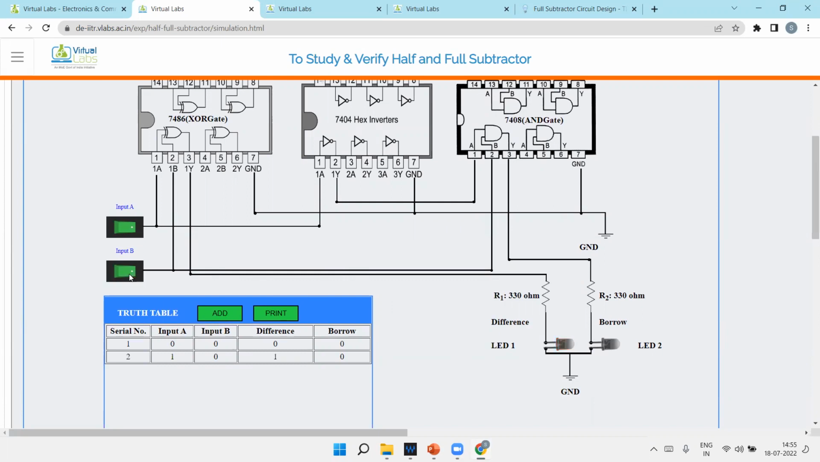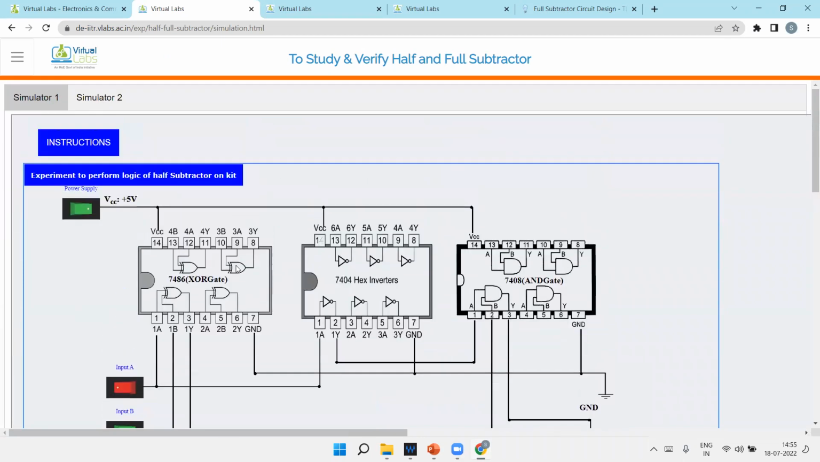If both inputs are 1, then 1 minus 1 is 0, the difference is 0 and the borrow is 0, so both LEDs are off. Now if the A input is 0 and B is 1, then 0 minus 1, you have to take a borrow, and the difference is also 1, so both LEDs are glowing. This is for the half subtractor.